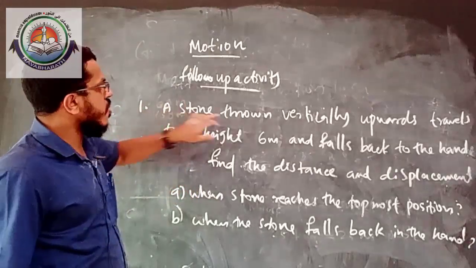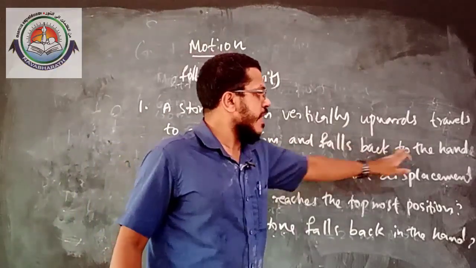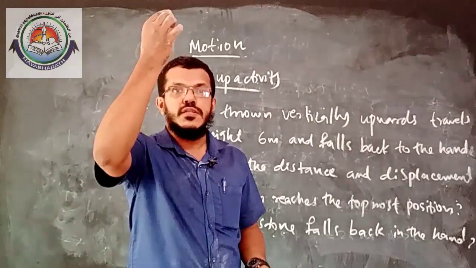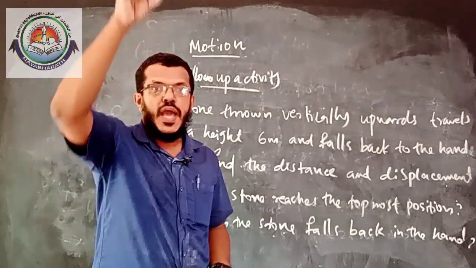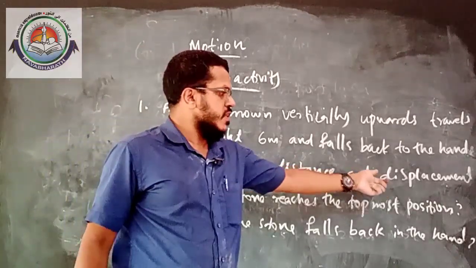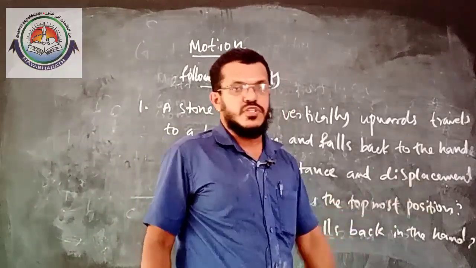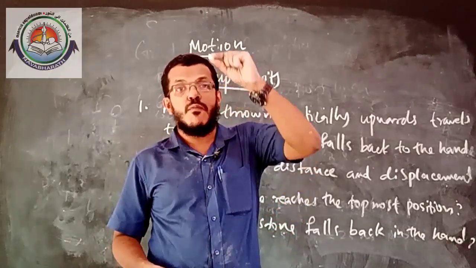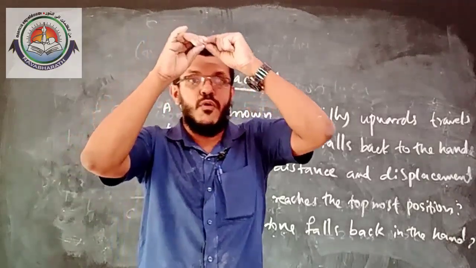The question is this: a stone thrown vertically upward travels to a height of 6 meters and falls back to the hand. Then find the distance and displacement in the following situations. First, question A: when the stone reaches the topmost position, what is the distance and displacement of the stone?